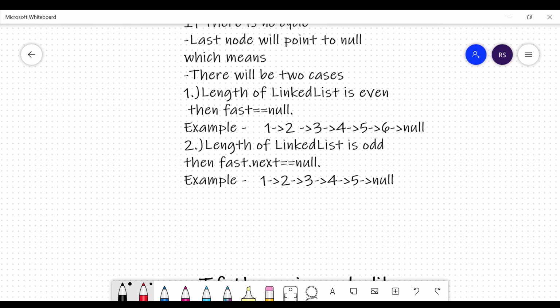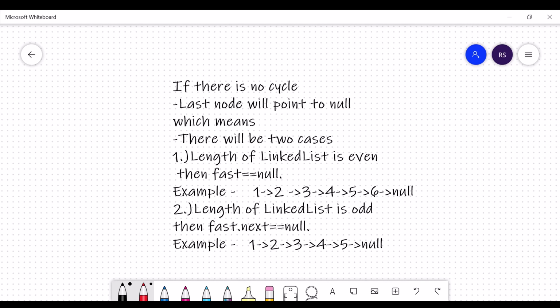So if there is no cycle, meaning the last node will point to null, this gives us two cases. First, when the length of the linked list is even, then we will get the condition fast equals null. How? Fast is initially pointing towards the head node. In the first iteration, it will jump to the third node. In the second iteration, it will jump to the fifth node and eventually it will jump to null. That is what is written over here.